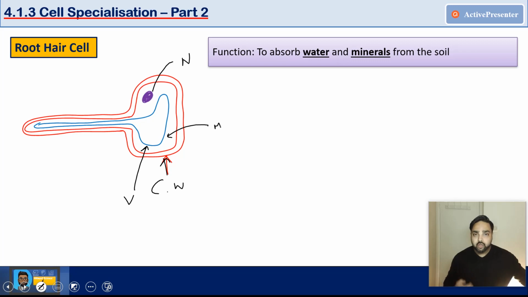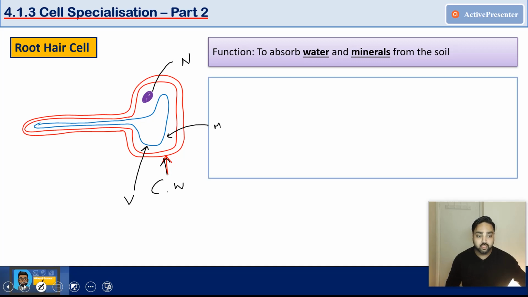So the function of root hair cells is to absorb water and minerals from the soil. Now, keep in mind, water and minerals. The reason why I've underlined them and bolded them is because they happen through two different processes.